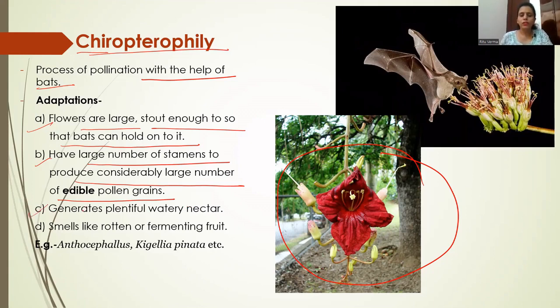And then another adaptation is they generate plentiful watery nectar. Okay, nectar is actually a sweet liquid which is rich in sugar, fructose. Then these flowers also smell like rotten or fermenting fruit. Okay, so the smell of rotten or fermenting fruit is actually very pleasant for these bats. So they move towards these flowers because of this smell also, because the smell attracts the bat.